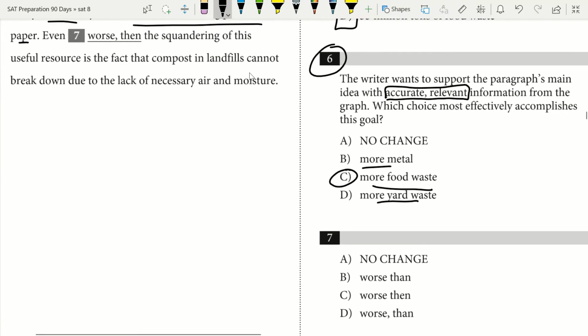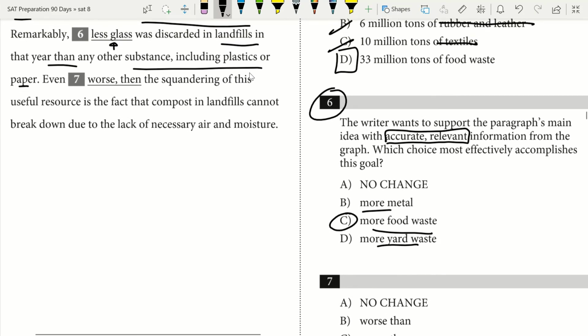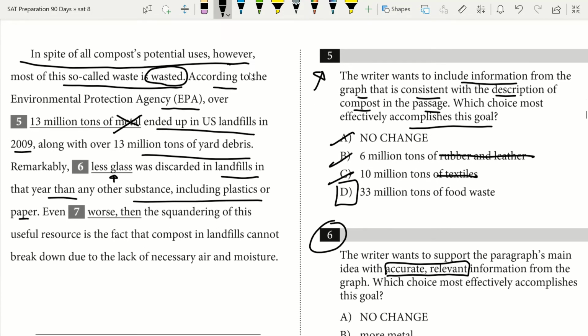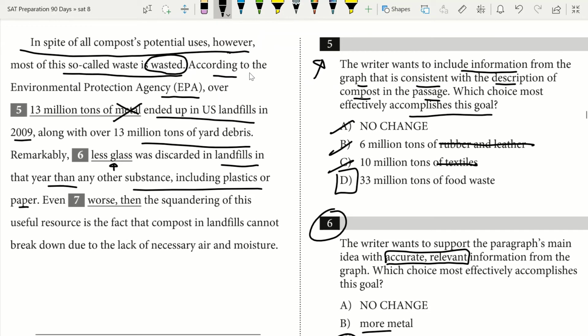Okay, obviously that supports our point as well because it's showing that food waste, there is a lot of waste, which supports that first sentence we had in our intro saying most of this so-called waste is indeed wasted. So the big things that you need to understand when dealing with graphs on the SAT writing section are, A, if you're asked about something being accurate and relevant to the graph, you have to make sure that it is indeed accurate and relevant to the graph. And that means you have to actually take a look at the graph. You can't just pick the choice that would make sense in the passage, because if it's not true according to the graph, it cannot be the correct answer.